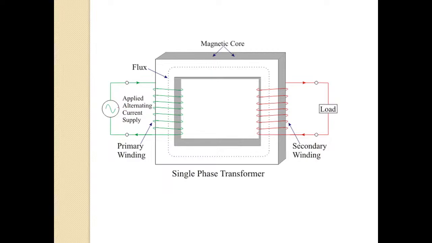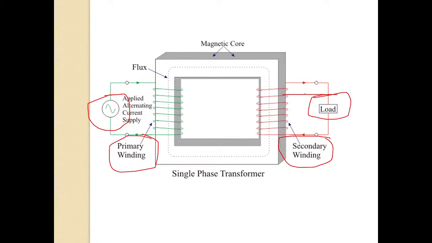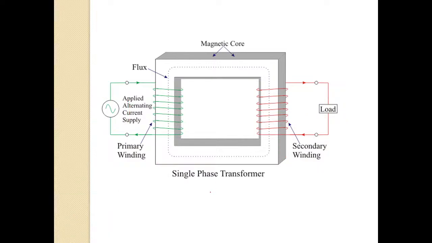To whichever coil you connect the AC supply, you call that coil the primary winding. The other coil, to which we will connect the load, you call the secondary winding. The transformer is a static device. Why? Because it won't have any moving parts. Transformer is known as a stationary device, or you can call it a stationary circuit.